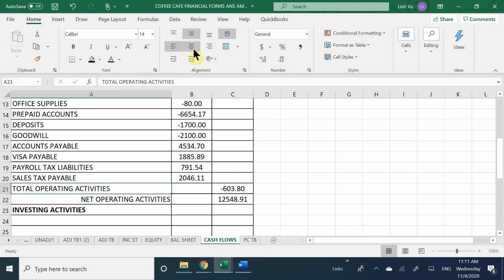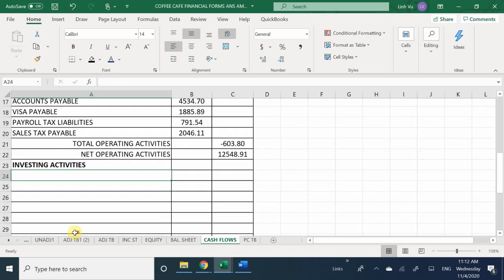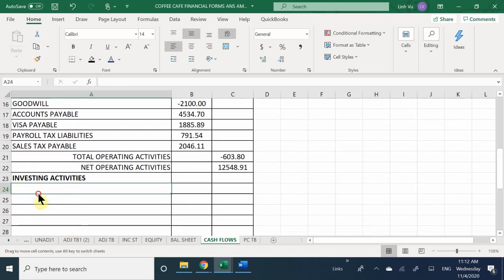Okay, and I'm gonna go ahead and place that right here. So you have your total operating activities, and here's your net, meaning the difference between the two. Okay. All right, so now we have to go ahead and look into our fixed assets. Now here's the catch. This is what you invested into the company. So hence the word investing.